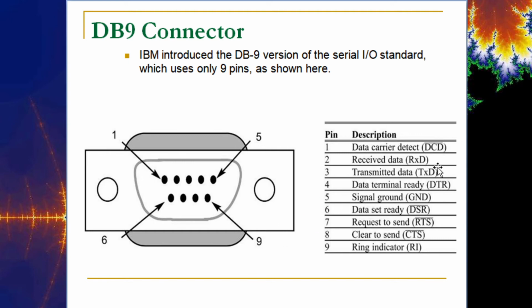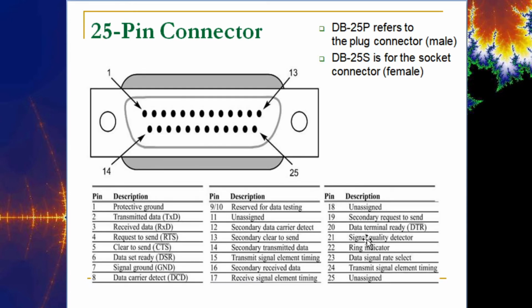You can see the different types of things here. Data set ready. Okay, are you ready? I'm ready. Let's send data. There's a handshake with the protocol. So it went from a lot of these, and a lot of this is double checking: secondary data carrier detect, secondary clear to send. There's a lot of backup here that makes this a really robust connection, and makes error detection pretty easy to solve. But there's 25 pins, so that means there have to be 25 wires inside that cable.